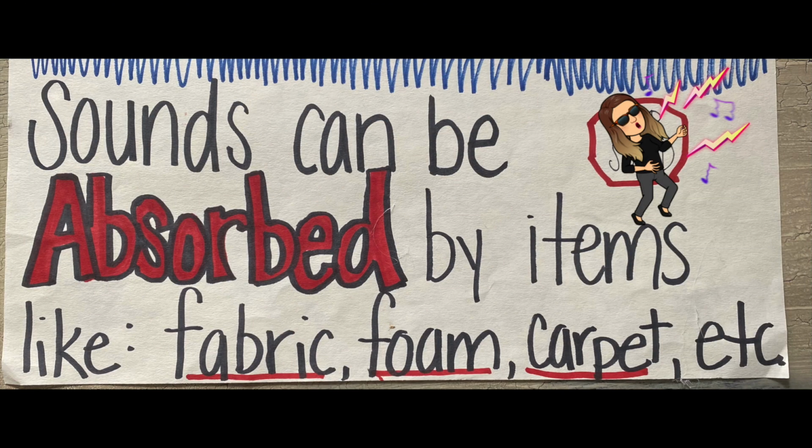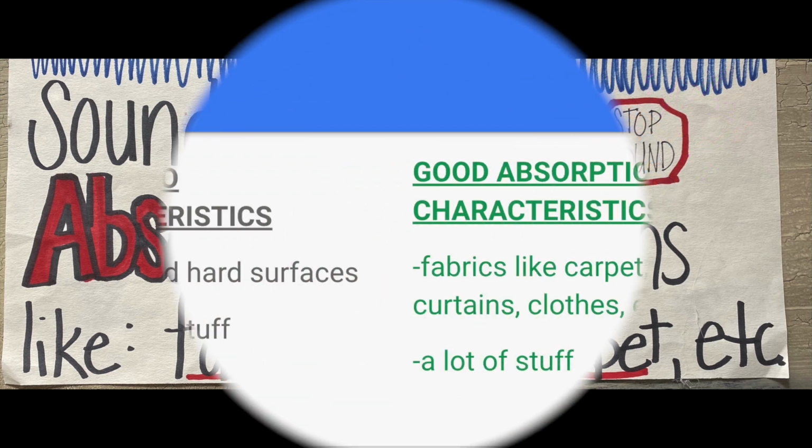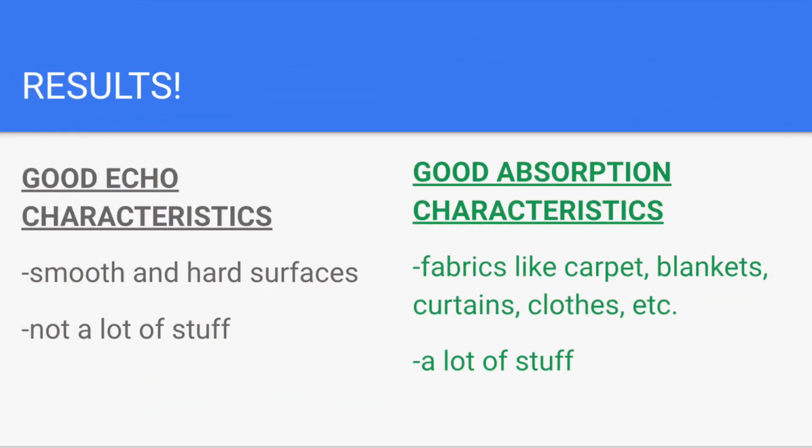Sounds can be absorbed by items like fabric, foam, carpet, etc. What examples of sound absorbers did you find? Based on our results, we could say good echo characteristics are smooth and hard surfaces and not a lot of stuff. And good absorption characteristics are fabrics like carpet, blankets, curtains, clothes, etc., and a lot of stuff. What examples for good echo characteristics or good absorption characteristics did you find?